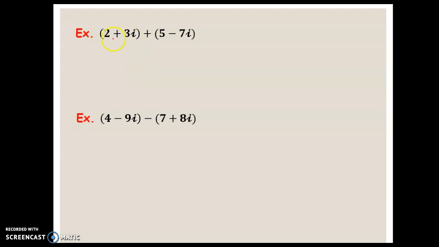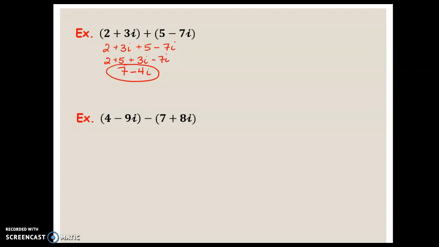So right here you've got 2 plus 3i plus 5 minus 7i. With the plus, you are going to write it down exactly the way that it is. Plus 5 minus 7i. And then you're going to put the like terms together. 2 plus 5. And then the 3i minus 7i. 2 plus 5 is 7. And 3i and negative 7i is negative 4i. So your final answer would be 7 minus 4i.